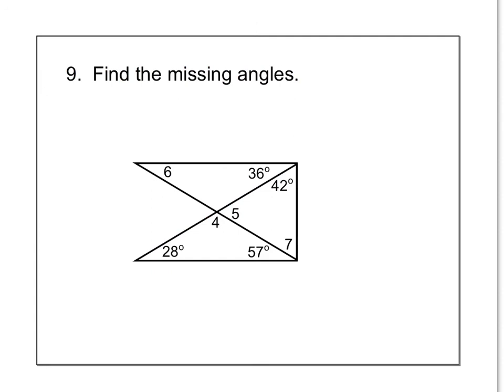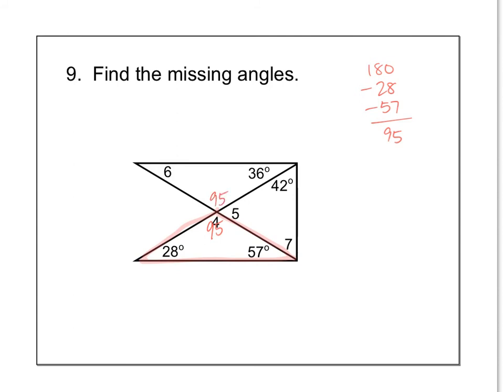Please pause the video and try number 9. So you don't have to go in any particular order, but I see right away, I think I can find angle 4 using this bottom triangle. So what I would do is I would go 180 minus the 28 minus the 57. And for angle 4, I wind up with 95. So 95 degrees left for angle 4. The one across from it will also be 95.